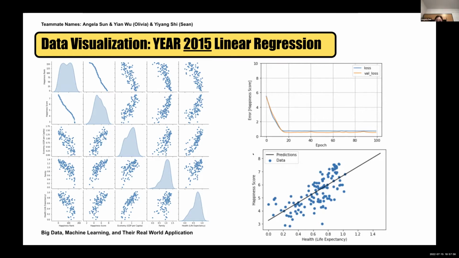Next to it, there's a graph of the loss function, which shows how accurate our model is. As you can see, the error decreases from 5 to less than 1. Below the loss function is the model for the relationship between the happiness score and health, which is life expectancy. Most of the data points in the graph follow a positive linear trend, but there are a few outliers.